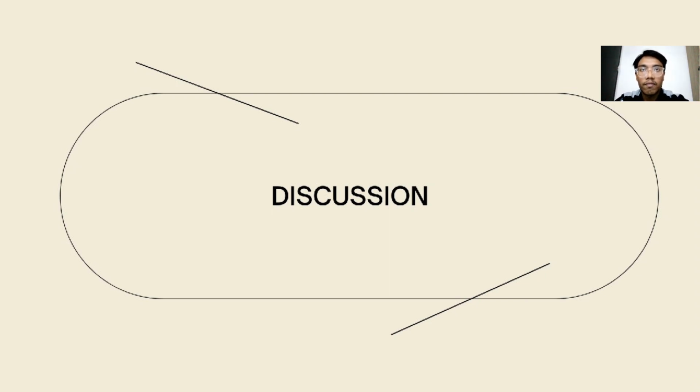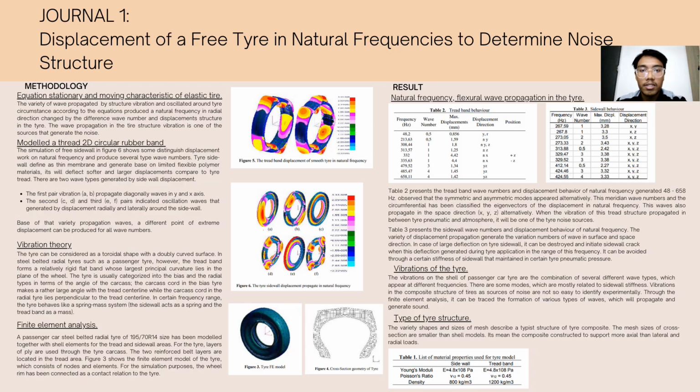For journal 1, I, Muhammad Arif Lukman, will discuss the displacement of a free tire in natural frequency to determine noise. We will go into the methodology. The first methodology is that we use a stationary and moving equation to explain the characteristics of an elastic tire.